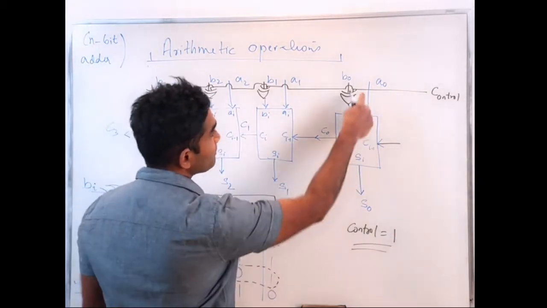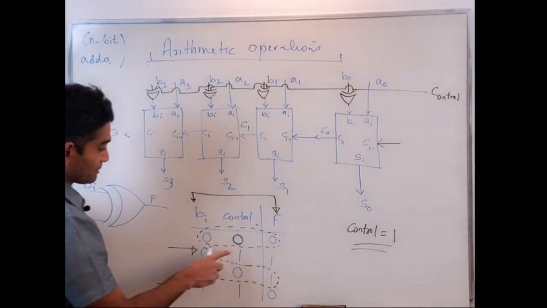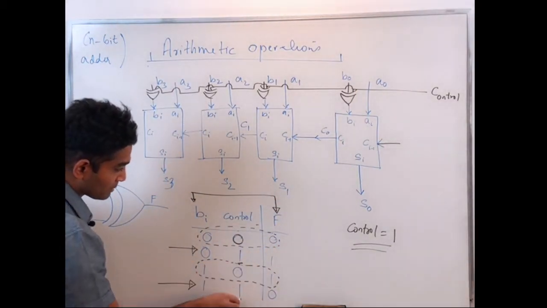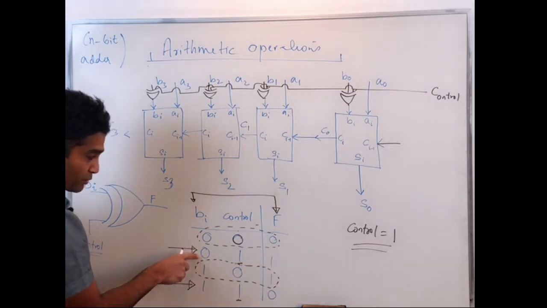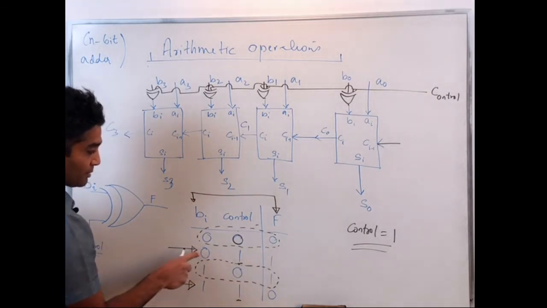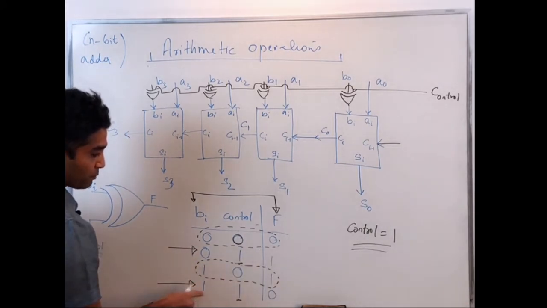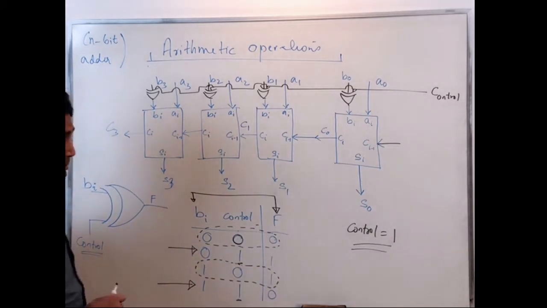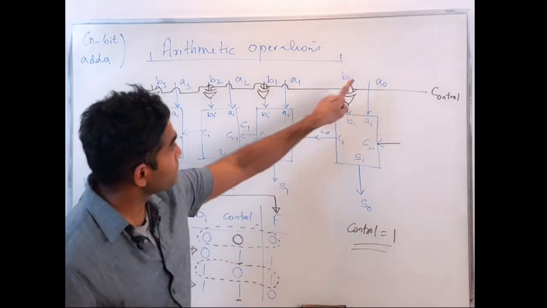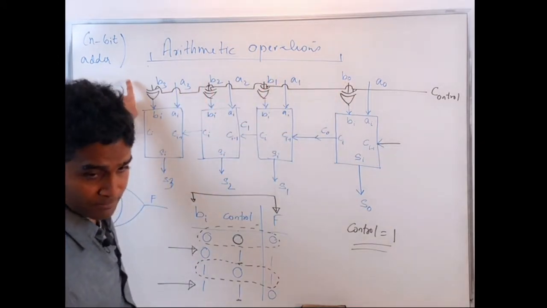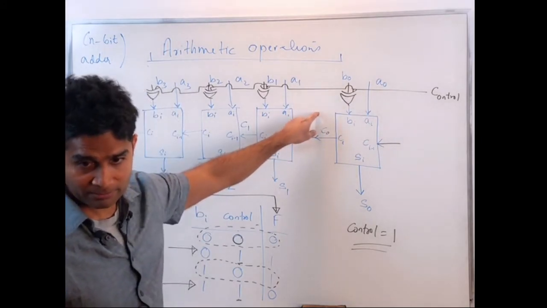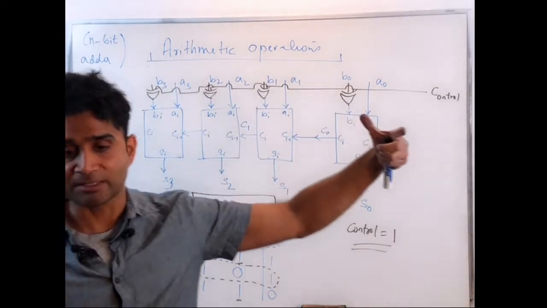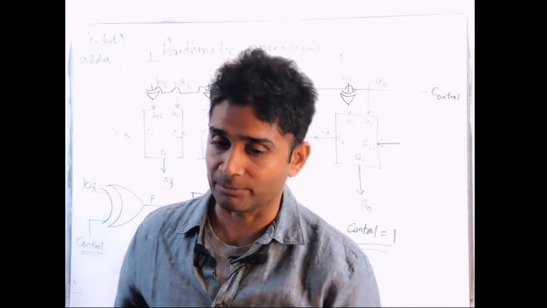Apply control of 1, my B's are being complemented, right? When I apply control of 1, my output is the complemented version of B. As you can see here, B is 0, F is 1; B is 1, F is 0. So when I apply control of 1, my B's are all inverted. So I'm basically adding A to the inverted version of B, but an inverted version of B is the 1's complement of B. I need the 2's complement.